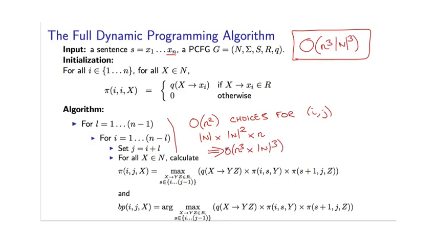Again, what I need to emphasize here is that this is way, way better than brute force search. Remember, it's easy to come up with grammars where the number of possible parse trees for an input sentence is exponential in the length of that sentence. We now have a polynomial time algorithm, which is cubic in the length of the sentence and also cubic in the number of non-terminals in the grammar.